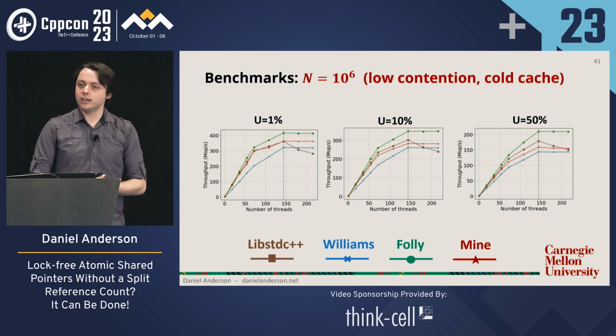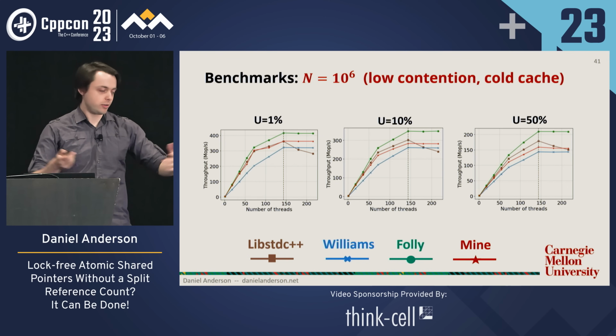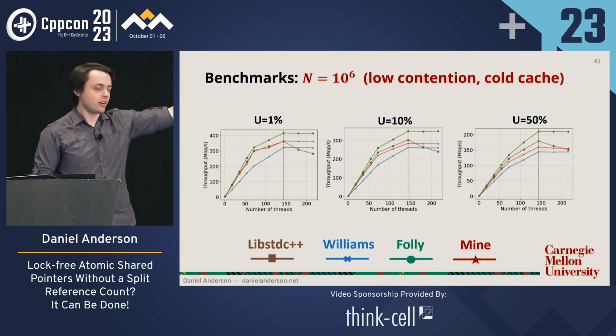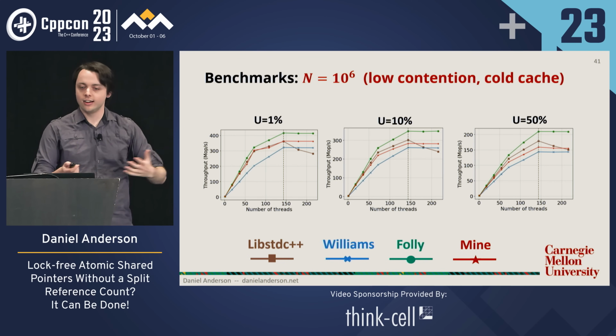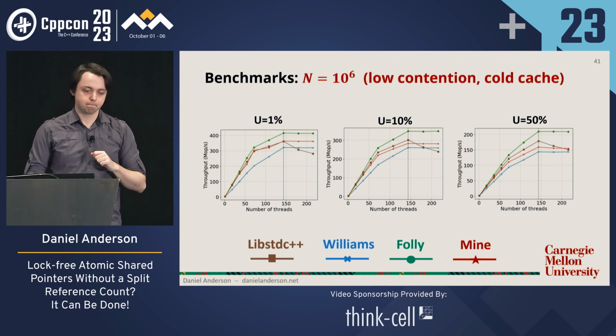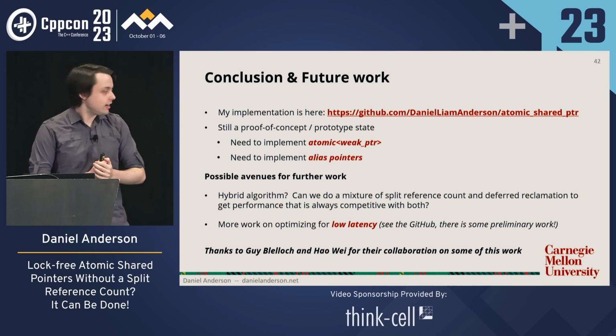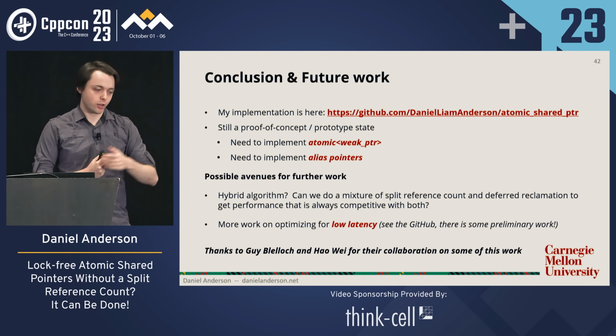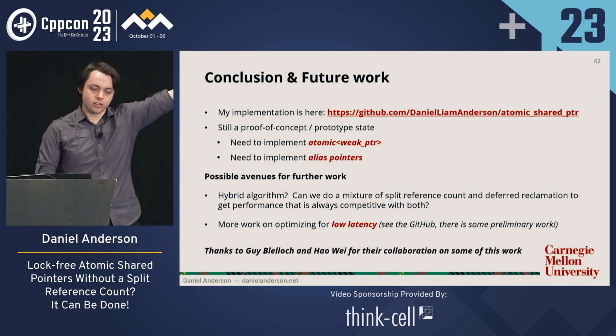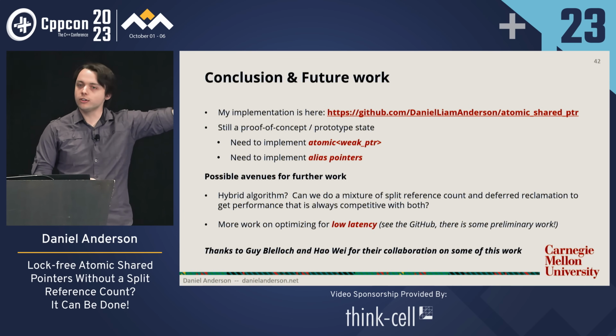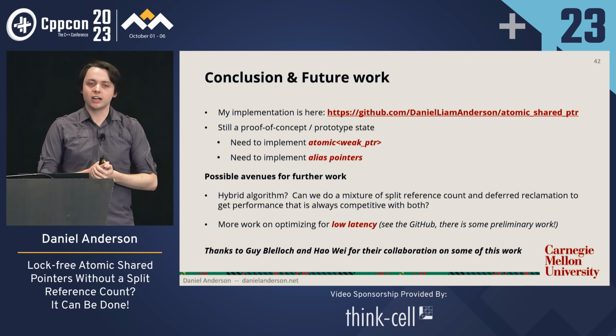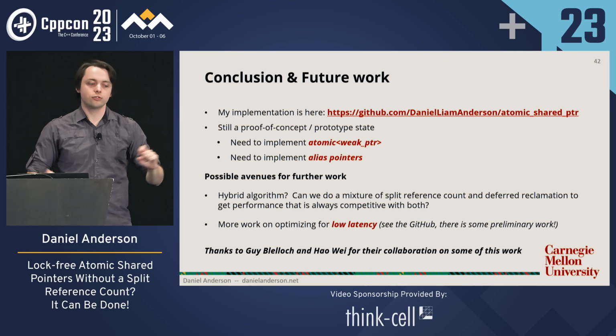Okay, so those are my benchmarks. Obviously, for a complete picture, we would have to do hundreds more, but I think that provides a nice, decent cross-section of the performance profiles we get under various measures here. Okay, so that's the main stuff that I have for you today. You can find my implementation on GitHub, so you can go and look at my atomic shared pointer up there if you want. It's still a proof of concept, but it's reasonably featureful.